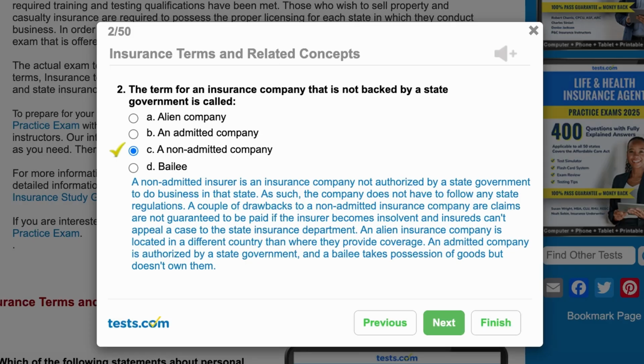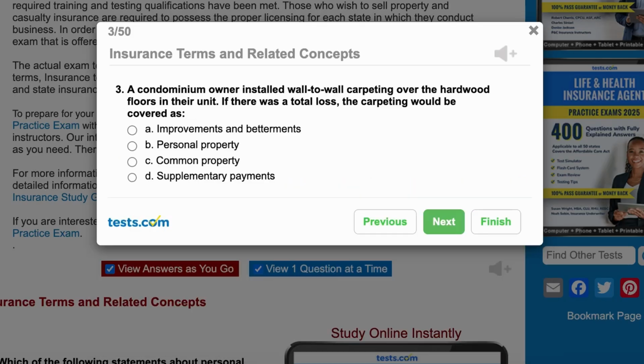An alien insurance company is located in a different country than where they provide coverage. An admitted company is authorized by a state government, and a bailee takes possession of goods but doesn't own them.